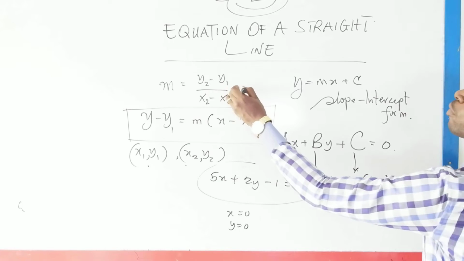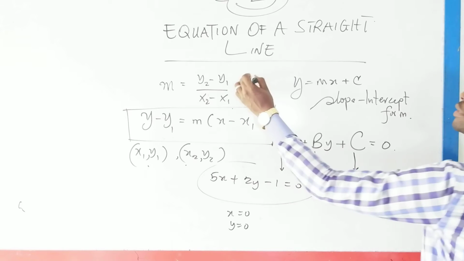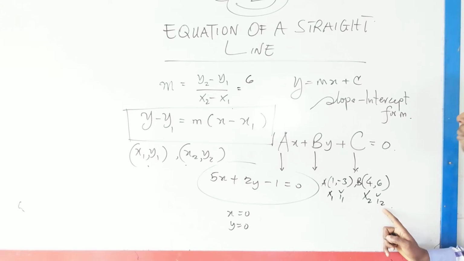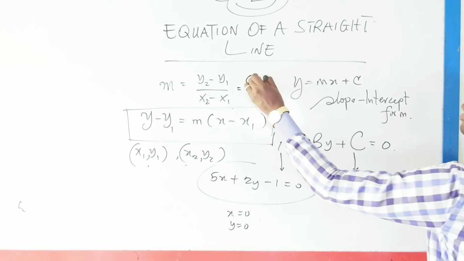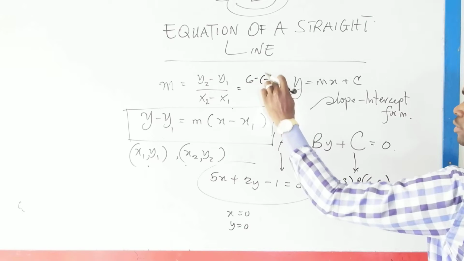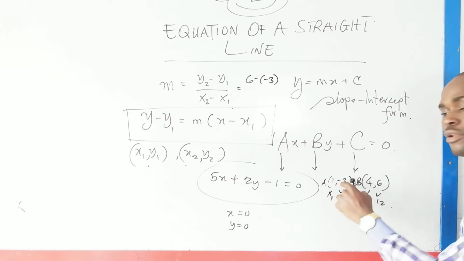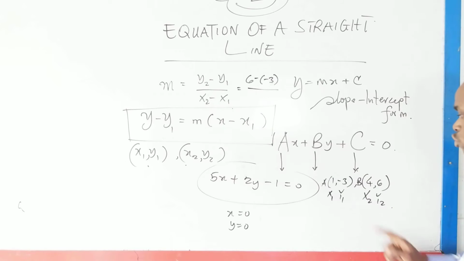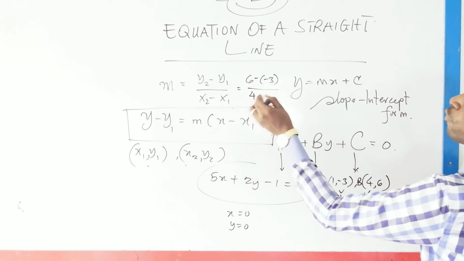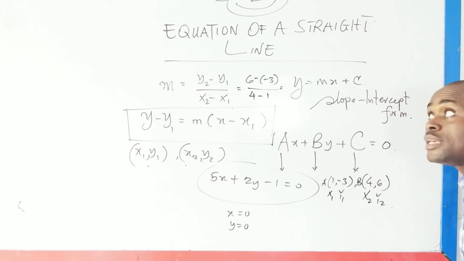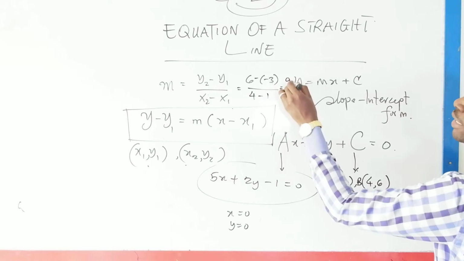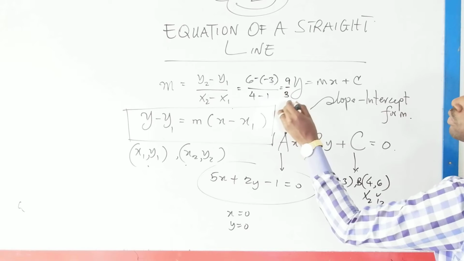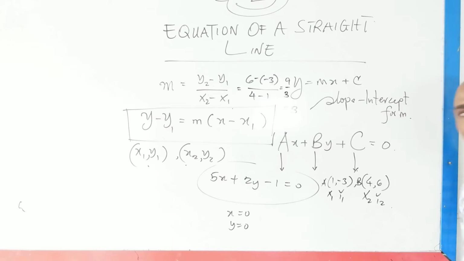If I apply it in this formula, I'm going to have 6, which is y2, minus y1, so that will be minus 3. Take note that there is a minus value here, and that is why I have this. Divided by x2, which is 4 here, minus x1, which is 1 here, so that we have 4 minus 1. And solving this is going to give us 9 over 3, which is simply 3. So my slope is 3.